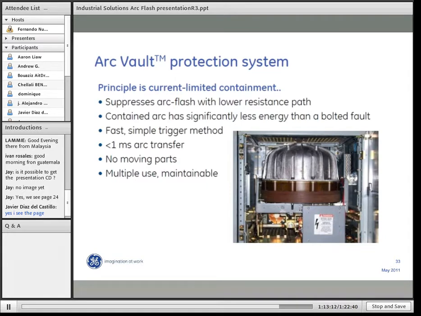And it is capable of multiple uses. It is maintainable. It does have vents, for the arcing products to go out through the ceiling, but it's very fast, is compact, and does not cause damage like a crowbar does, because it's actually got an arcing current flowing through it, not a bolted fault current.